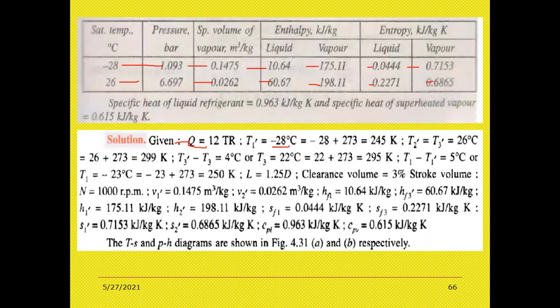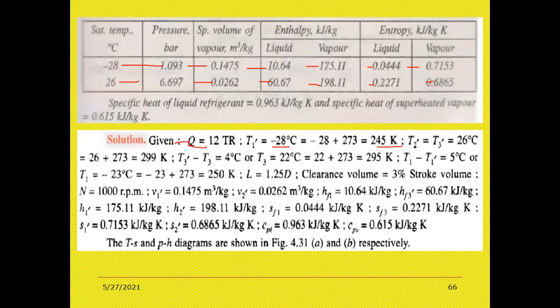T1 bar is equal to minus 28 degrees, that is minus 28 plus 273, which is 245 K. T3 bar is equal to 26 degrees, that is 26 plus 273, which is 299 K. T3 bar minus T3 is equal to 4 C, so T3 is 295 K. T1 dash minus T1 is equal to 5 C, so T1 dash is minus 23 plus 273, which is 250 K.